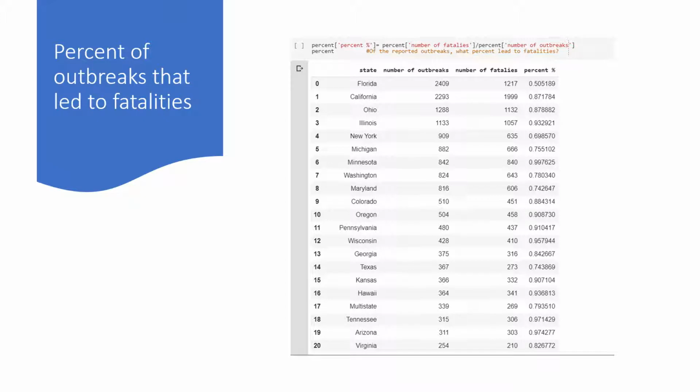I was also able to see the percent of outbreaks that led to fatalities. While Florida had a huge amount of outbreaks and a huge amount of fatalities, about 50% of them actually led to fatalities, whereas in California, 87% led to fatalities. So this was kind of interesting.